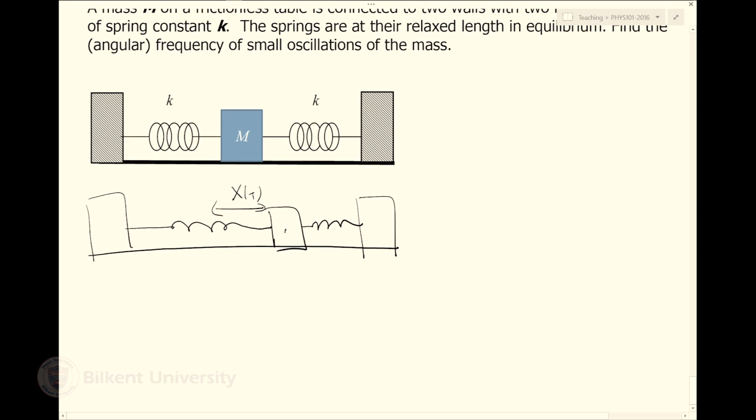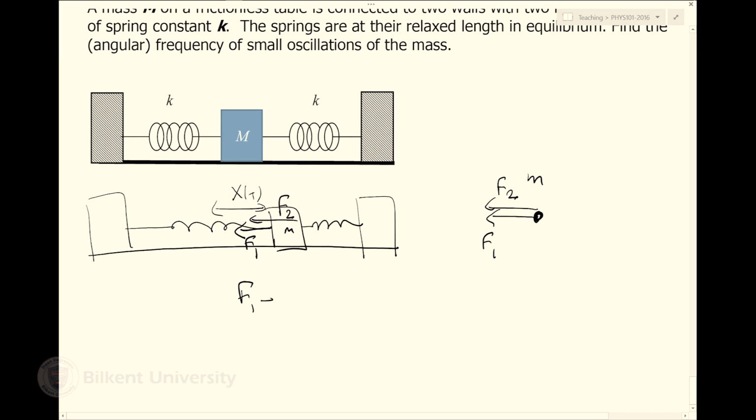When it has moved by a distance x, what are the forces on it? The first spring will give me a force that's trying to restore me to my original point. How about the second spring? It's also going to push me in that direction. So if I look at the free body diagram, here's my M, there is F1 and F2, both in the same direction.